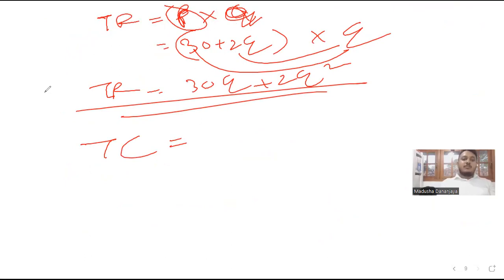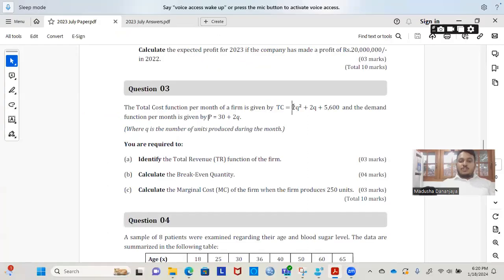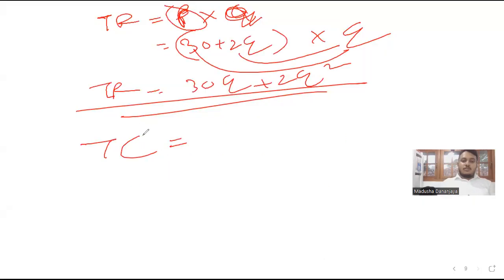It is already given in the paper. See, 2Q squared plus 2Q plus 5,600. Two Q squared plus 2Q plus 5,600. That is total cost.